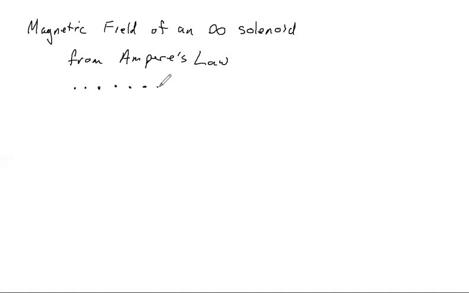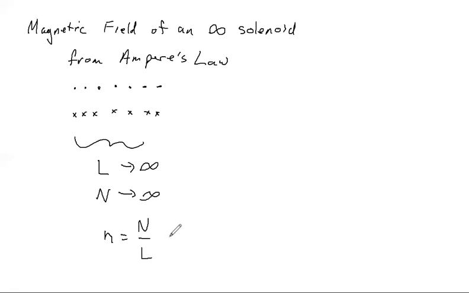a solenoid looks like a long string of loops, and we will assume that it has a length L, which tends to infinity, and it has a number of turns N, which also tends to infinity. And we're going to assume that the turn density, which is N divided by L, is constant. And that will lead to a simple result.